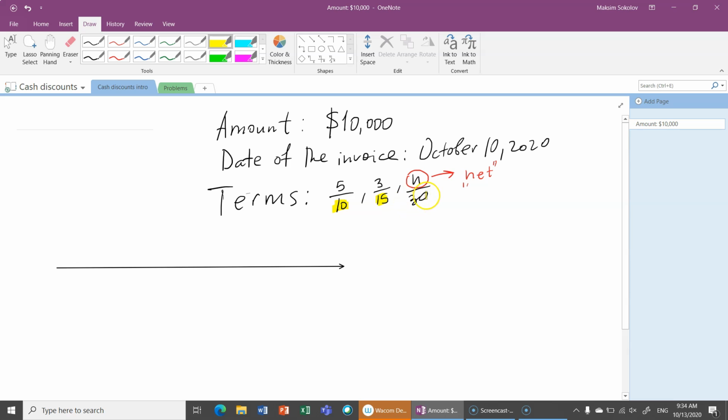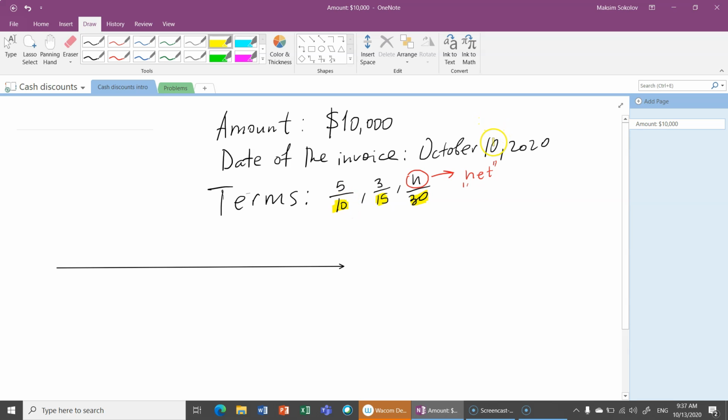And finally, you need to pay for the invoice within 30 days of the invoice date. You cannot pay later. Later, it will be a fine. But if you pay later than 15 days, so if you pay on day 16 and later up to day 30, you should pay the net price. You will not be getting any discount. So the point of the terms of the invoice is to give you an incentive to pay as early as possible. And the earlier you pay, the more discount you would be receiving.